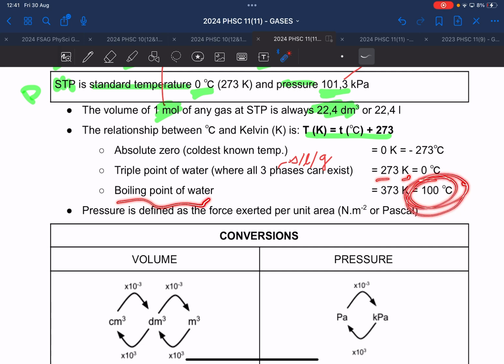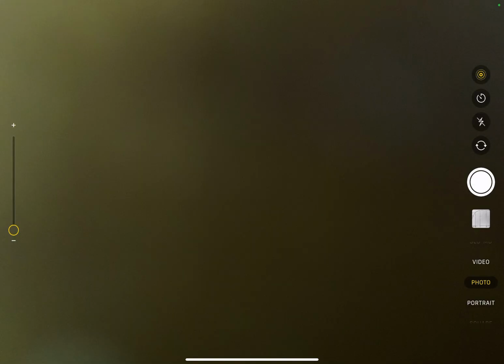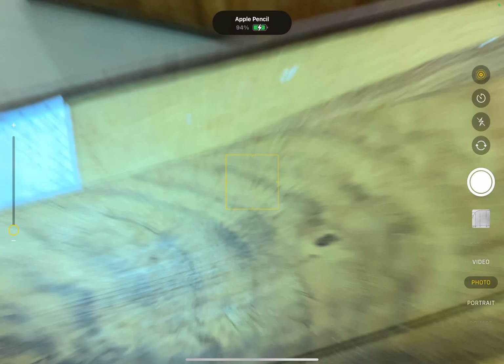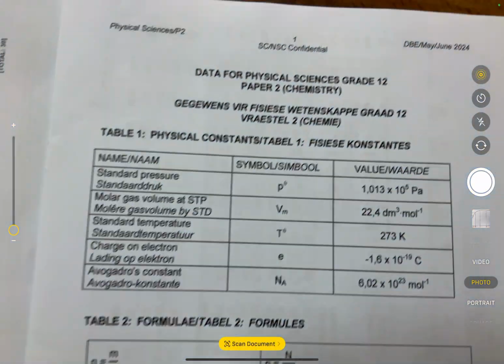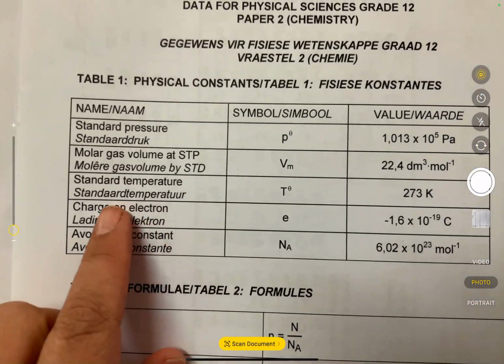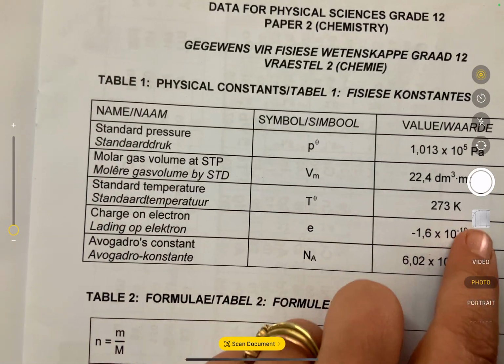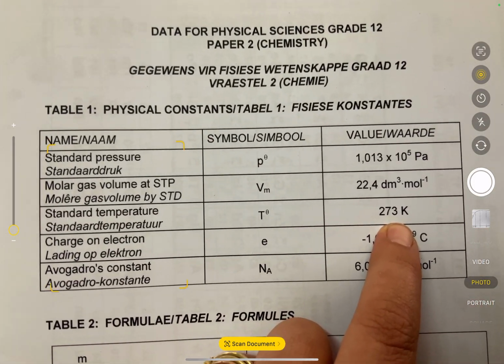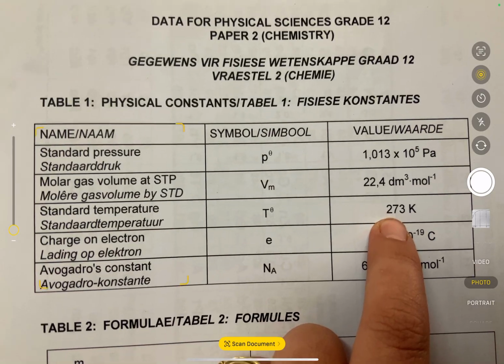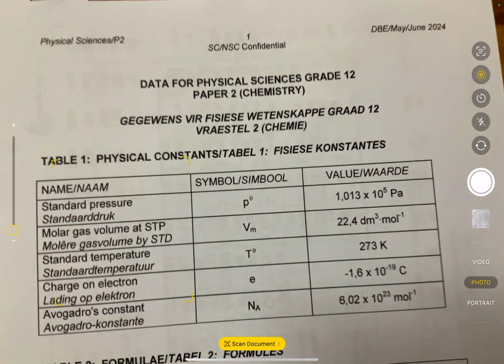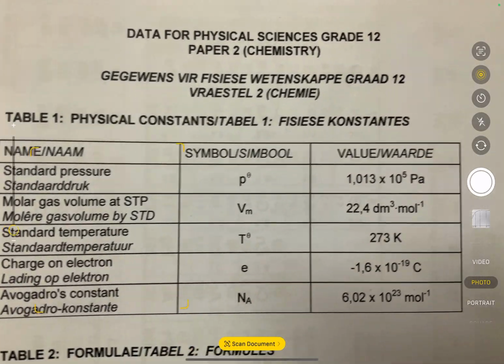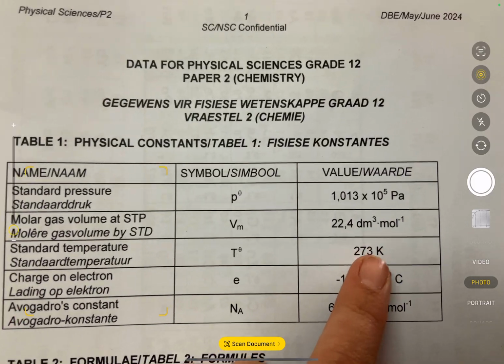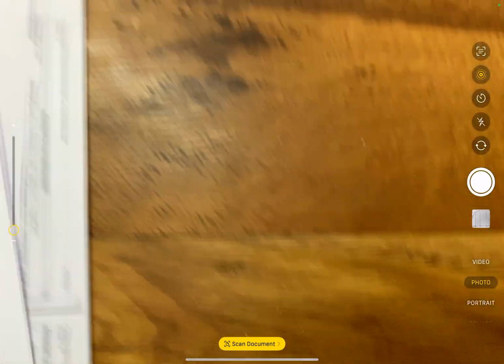Okay, now I've said this formula is not on your data sheet, but what you do have on your data sheet is in the info table there. You can see it says standard temperature 273 Kelvin. Okay, because that is 0 degrees Celsius. So that is on there, but the formula how to get from the one to the other is not on there, but at least that number will maybe help you get to it.